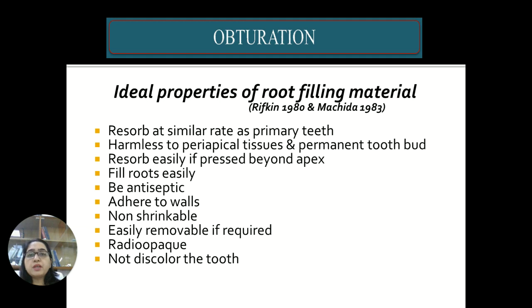So the materials which are meant for obturation of primary root canals should have certain properties according to Rifkin and Machida. First of all, they should resorb at the same rate as the primary tooth does. They should be harmless to the periapical tissues and permanent tooth buds. It should easily resorb if extruded beyond the apex. It should fill the roots easily. It should be antiseptic, should adhere to the walls, should not shrink inside the canals, and be easily removed if required. It should be radiopaque and should not discolor the tooth.